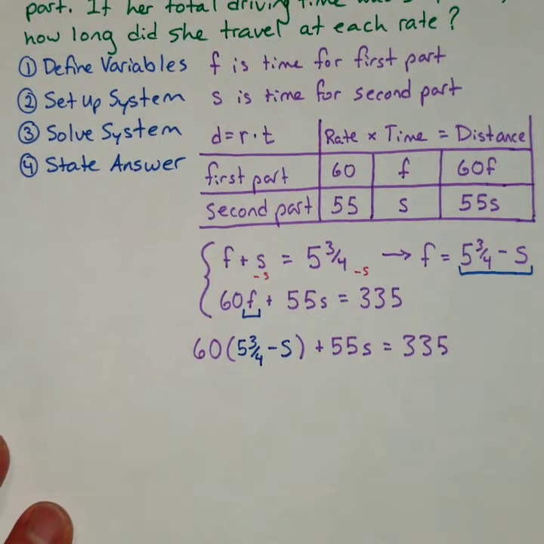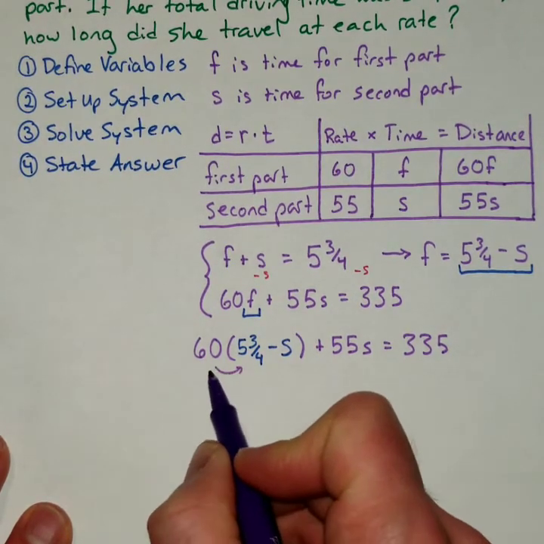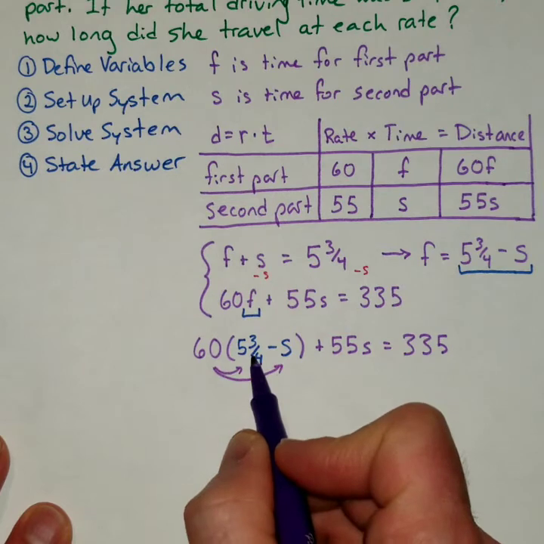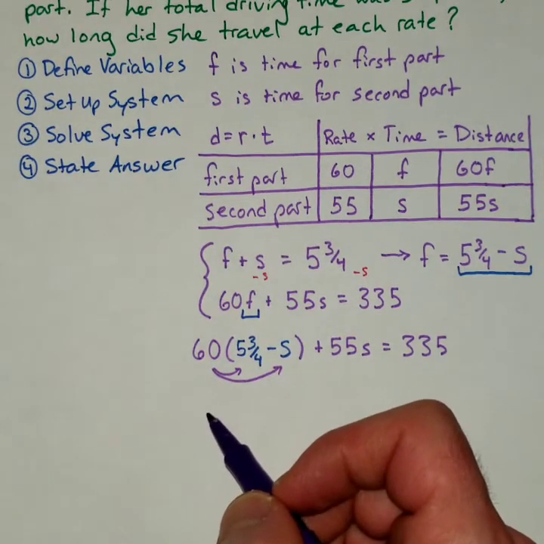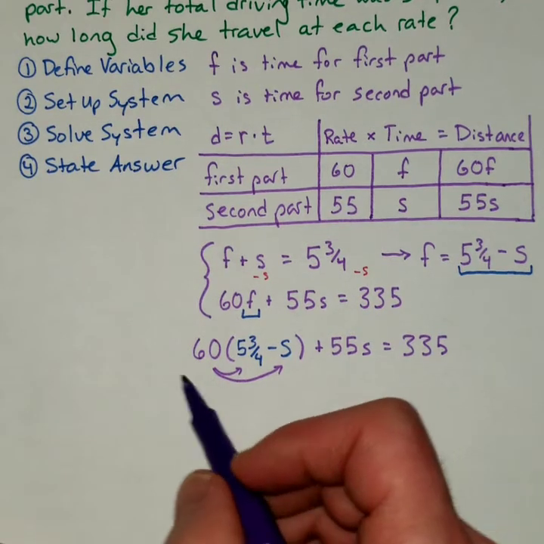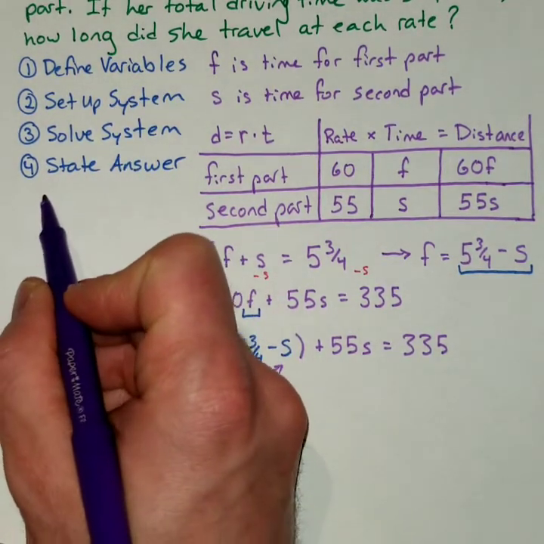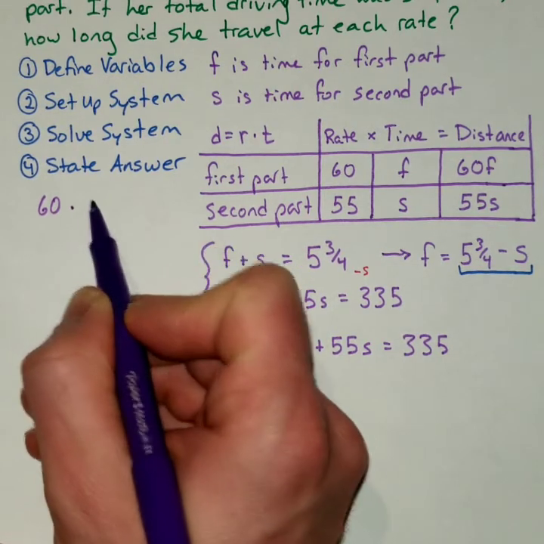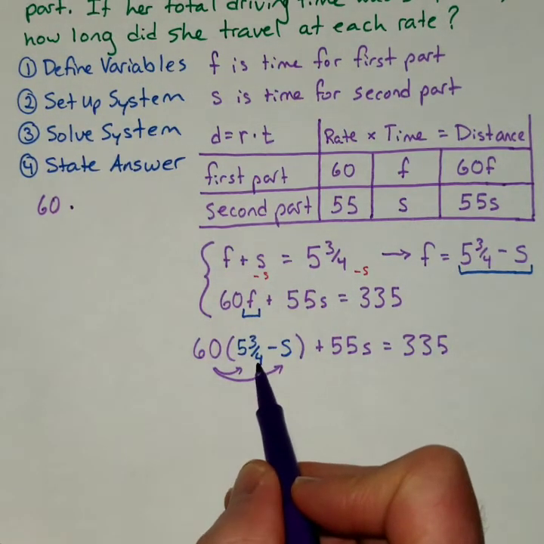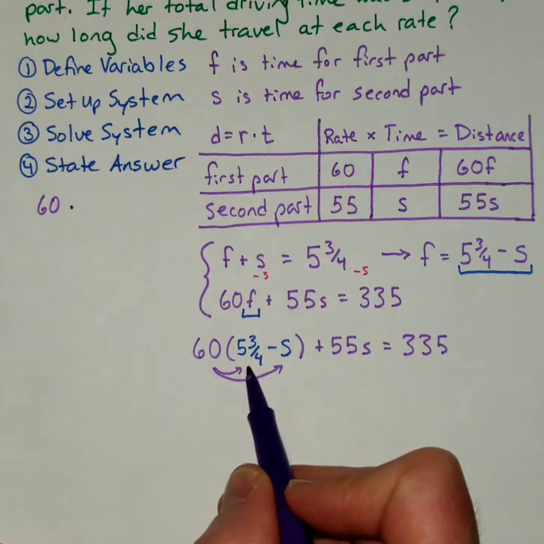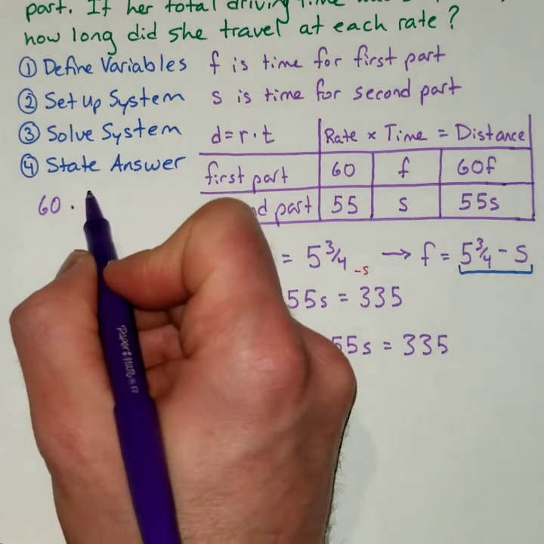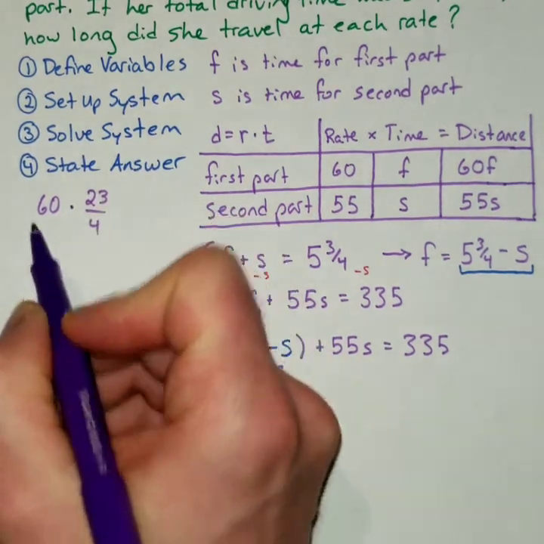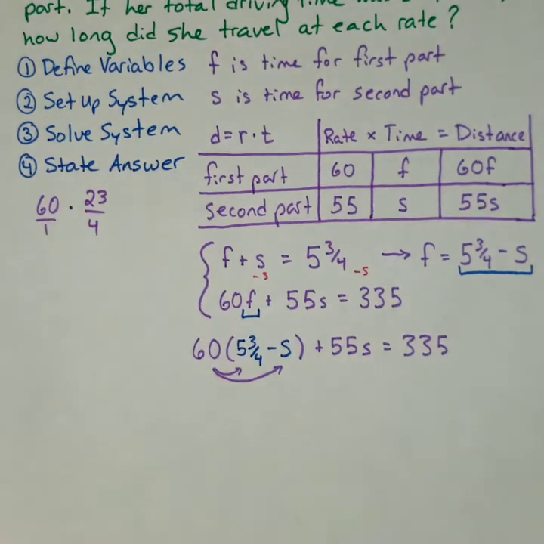Now I've got a little bit of arithmetic to do. I've got to distribute the 60, and when I do 60 times 5 3/4, I'm going to take that off to the side for a moment to actually work that out. So I'm going to take 60 multiplied by 5 3/4. If I want to write that as an improper fraction, which I should do for multiplication, 5 times 4 is 20 plus 3 is 23/4. And the 60, while I'm at it, I might as well write it with a 1 denominator.